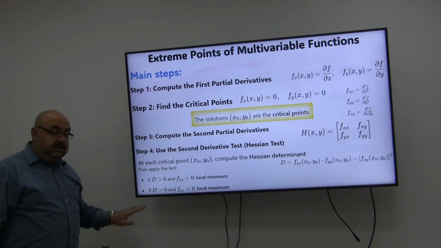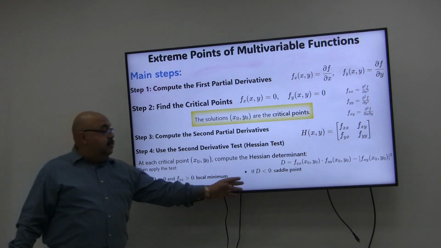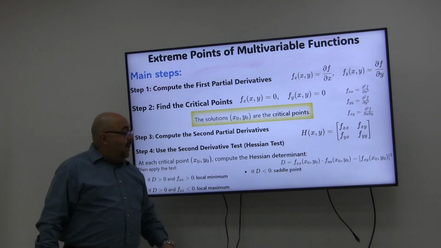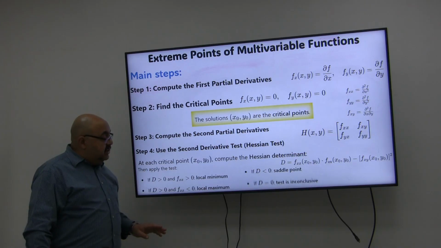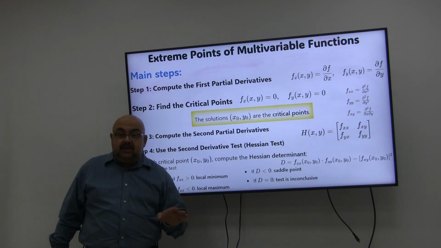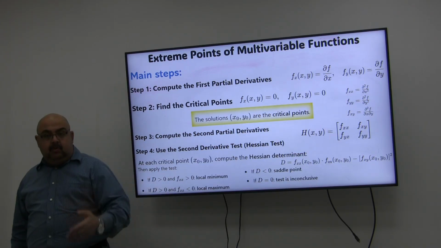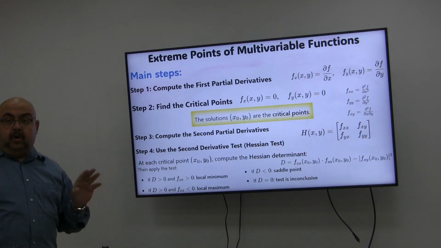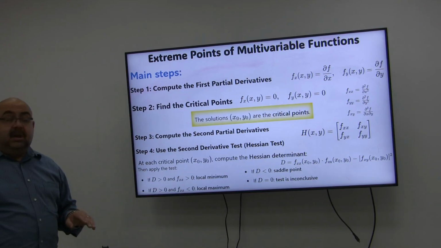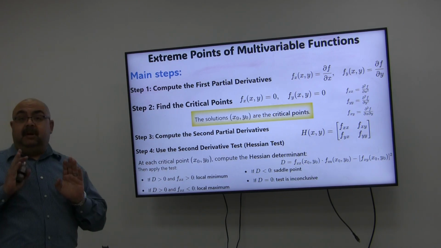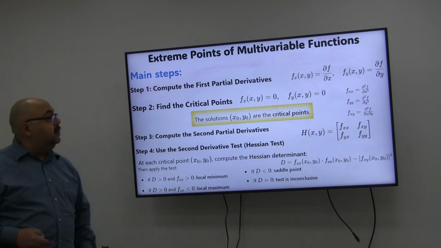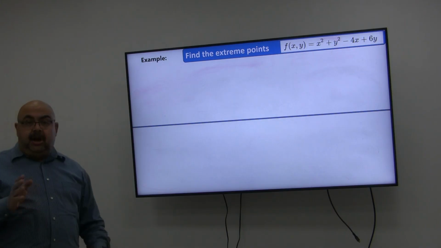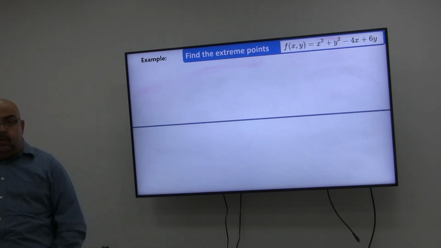If in general D is less than 0, then you will have a saddle point. And in the worst case scenario, if D is equal to 0, then your test is inconclusive, and we will see what to do after that. This is the third topic of today, which is the discussion of multivariable functions, as you can see. Okay, as training, now you have two main problems.